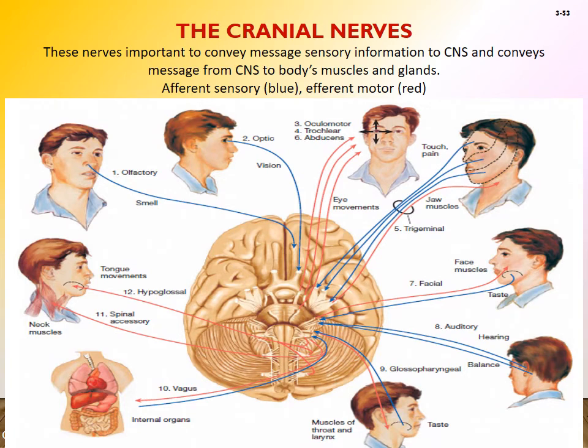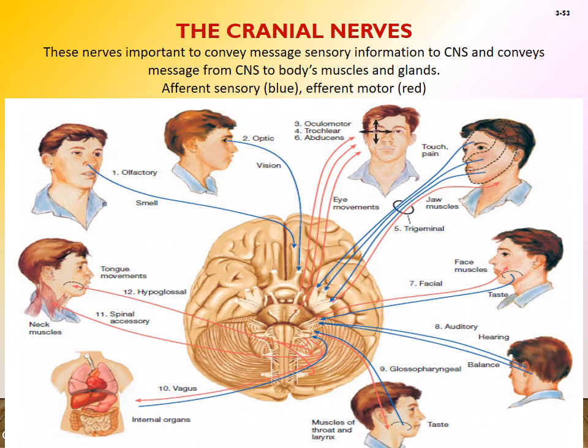most of the nerves serve our sensory and motor functions. So it involves tongue movement. If you look at number 11 and 12: the neck muscle for number 11, tongue movement for number 12, olfactory for smell, and then number 2, optic for vision, and then the third, oculomotor, trochlear, abducens, touch, pain, face muscle, taste, auditory, hearing, balancing.